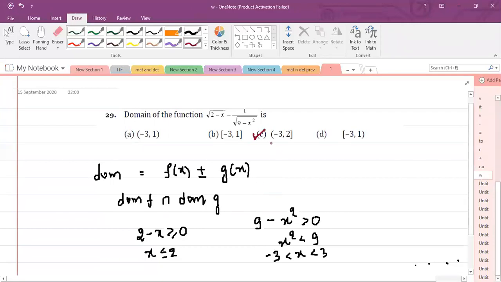This problem can also be solved by eliminating the odd option out. That is, you substitute some values between minus 3 and 1, like this. Here it is closed interval at minus 3, and here it is open interval at minus 3, and you can check your answer. This minus 3 to 1 is not the only set of values. If you substitute 1.5, the function is still defined. Therefore 1 is not the boundary value, and you still have values beyond it. Here it is option C.